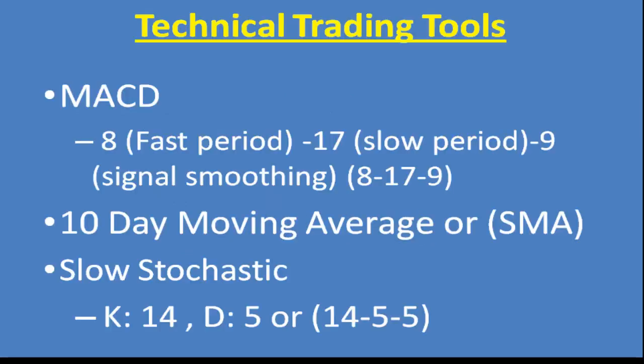Right, the technical indicators, there's 3 of them that you're going to be using. One is called the MACD, and the numbers that you see below here on the screen are the numbers that you need to set in the MACD because they have different numbers, and I'll show you how to do that in a second. It needs to be 8 for the fast period, 17 for the slow period, and 9 for the signal smoothing.